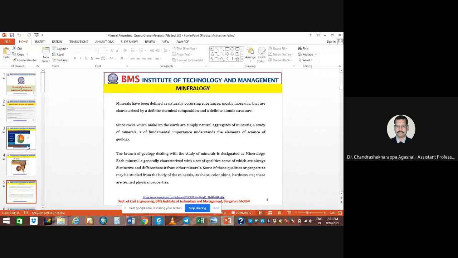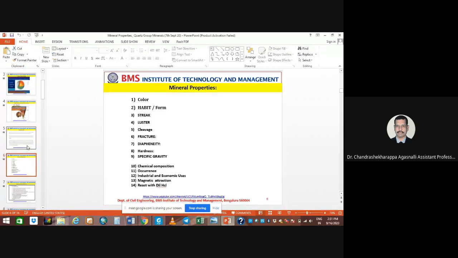And what are minerals? They are naturally occurring substances characterized by different chemical compositions and internal atomic structures. We discussed how to identify minerals using their different properties: color, streak, habit, luster, cleavage, fracture, hardness, specific gravity, chemical composition, occurrence, industrial and economic uses, magnetic attraction, and reaction with dilute HCl. The last two are special characteristics of some typical minerals.